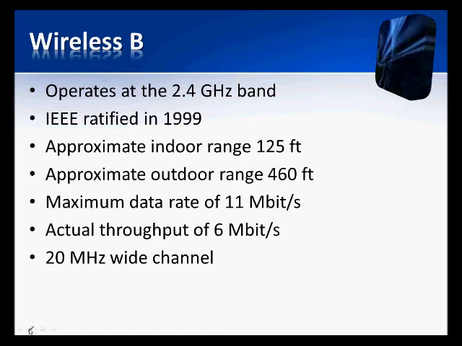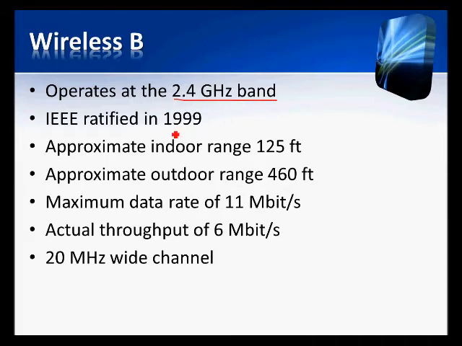Now let's look at wireless B. It operates at the 2.4 gigahertz band. It was ratified in 1999. It has an indoor range of 125 feet. Its maximum data rate is much slower at 11 megabits per second and an actual throughput of 6 megabits per second, so considerably slower than wireless A.